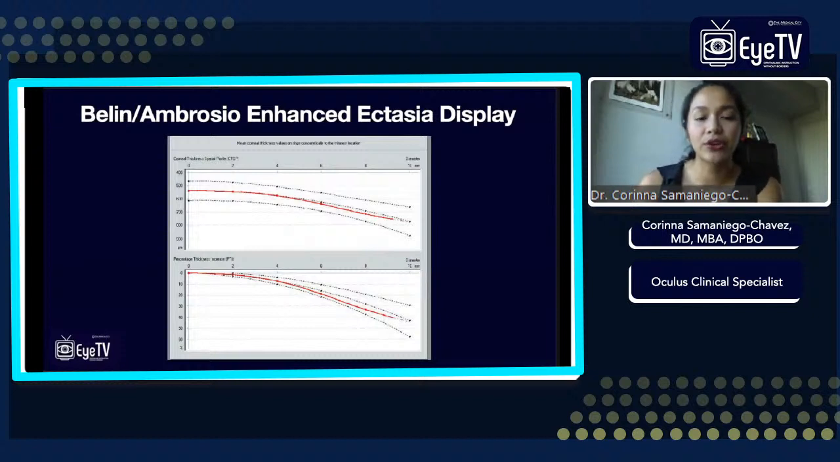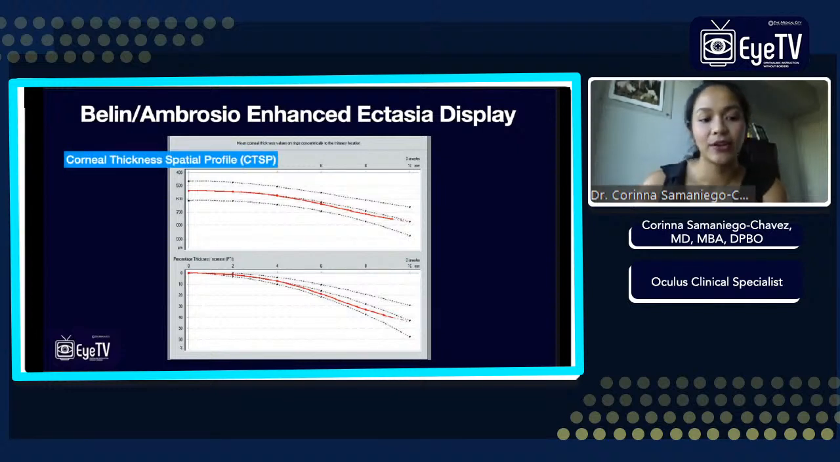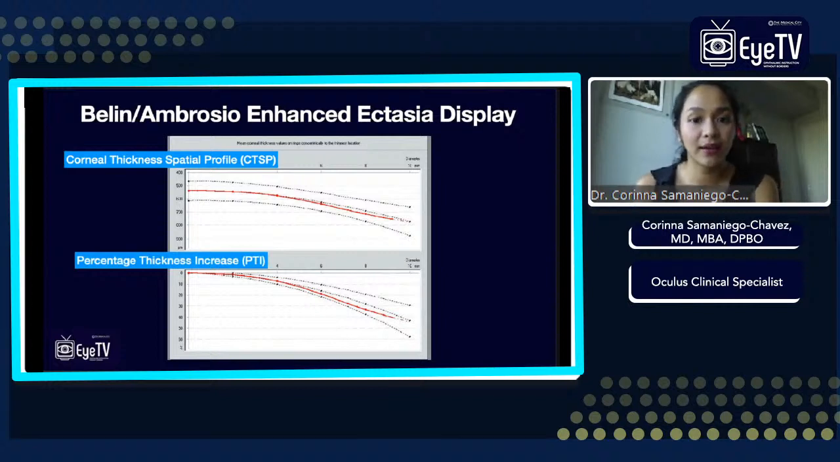Graphical representations of the progressive thickening of the cornea from the thinnest point to the periphery are depicted in the CTSP. The PIT refers to the percent of increase in thickness from the thinnest point to the periphery. So these graphs provide the average progression derived from a normal population as seen by the central black line and the 95% confidence intervals as seen in the upper and the lower black lines. And these are compared against the patient's own data in the red line. So this will allow the clinician to differentiate again normal corneas from early ectatic disease.